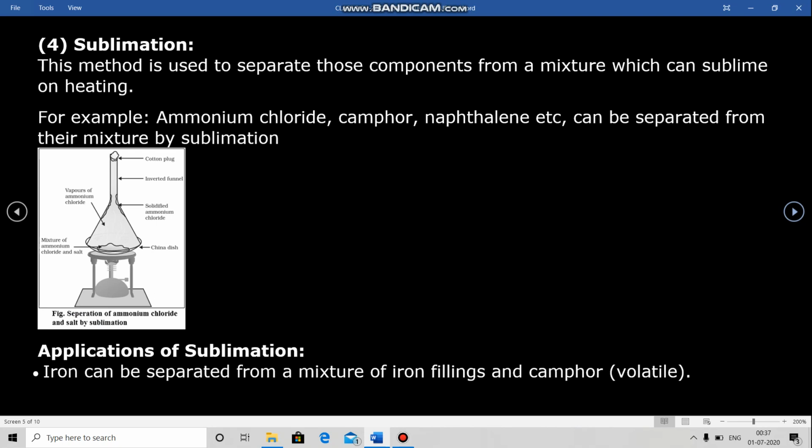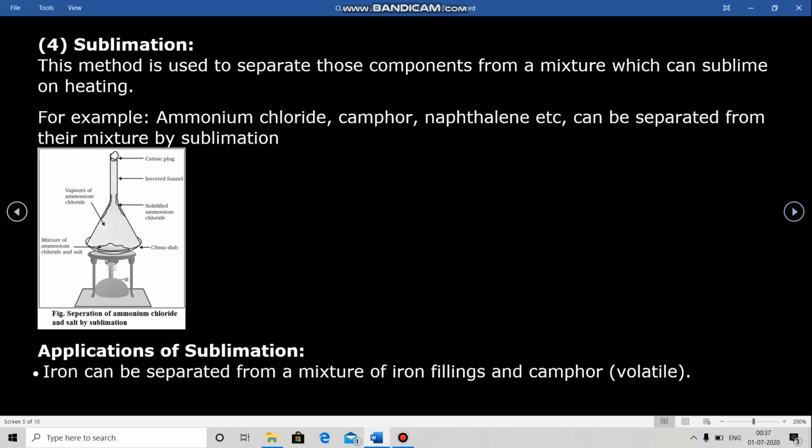For example, ammonium chloride. My dear students, ammonium chloride is a sublime material. Okay, it easily transforms from solid to gas. So camphor, naphthalene, etc. are sublime materials and can be separated from their mixtures by sublimation.